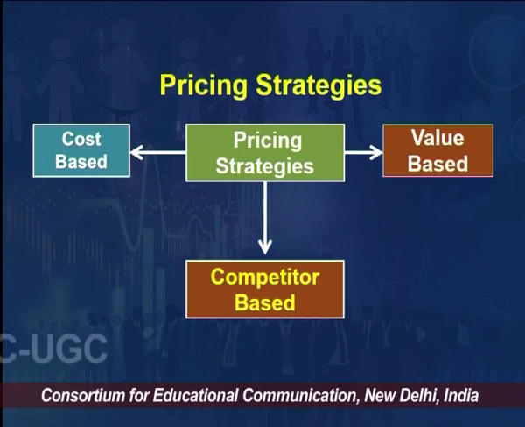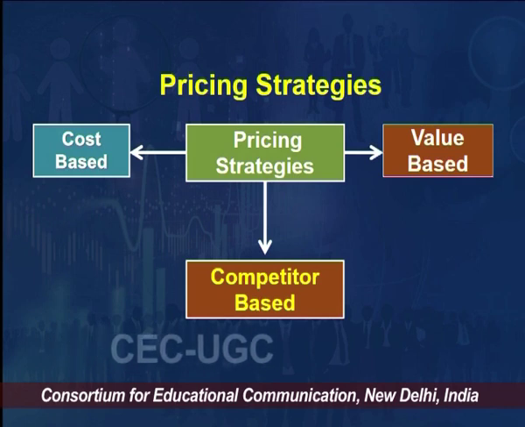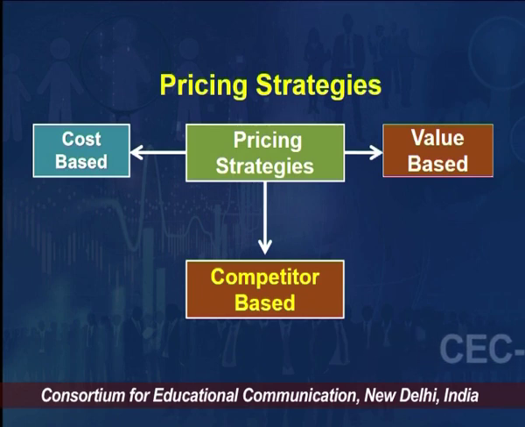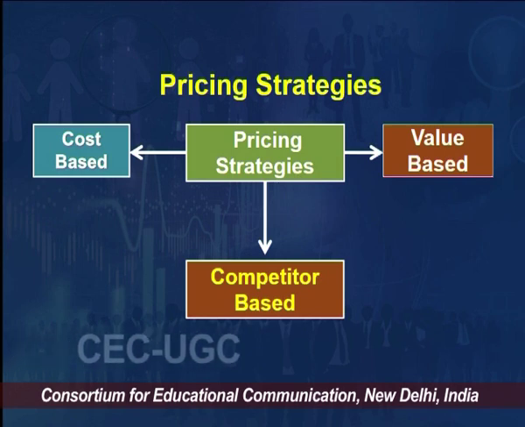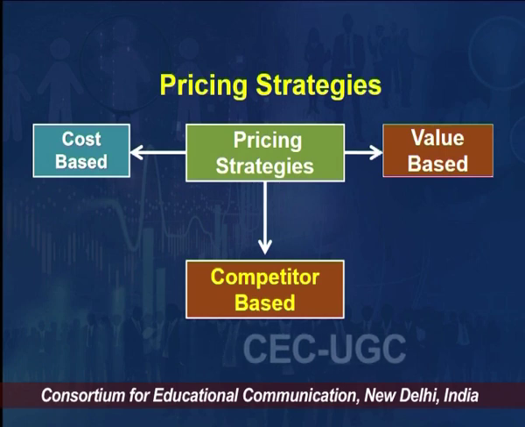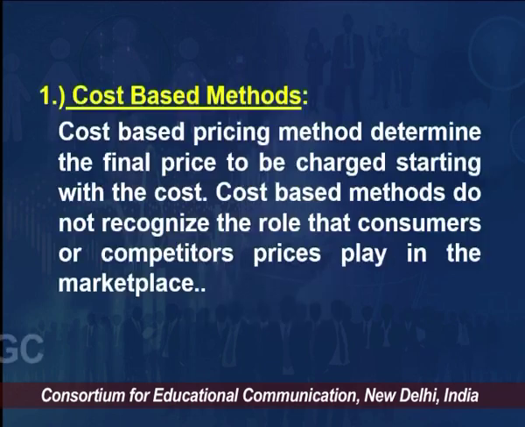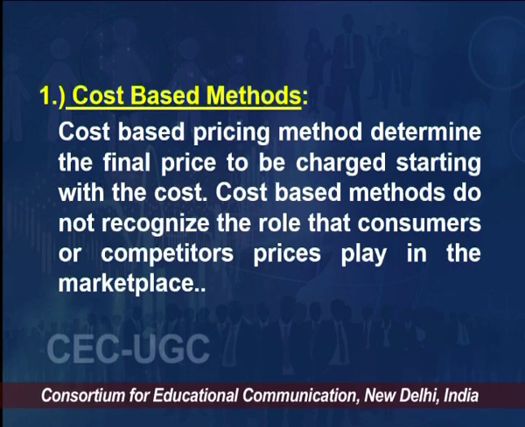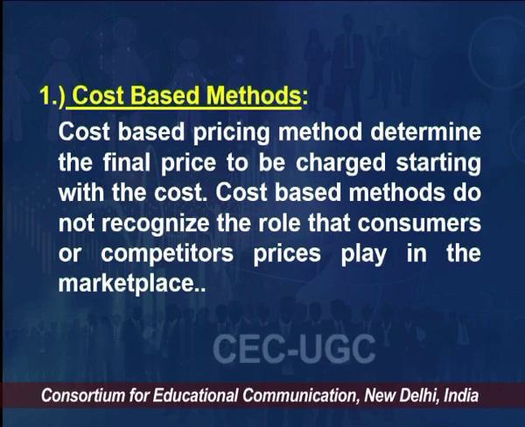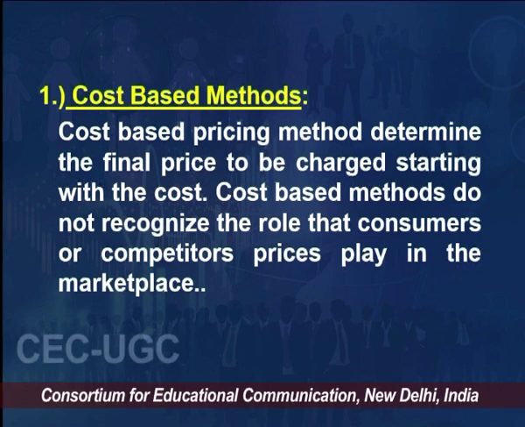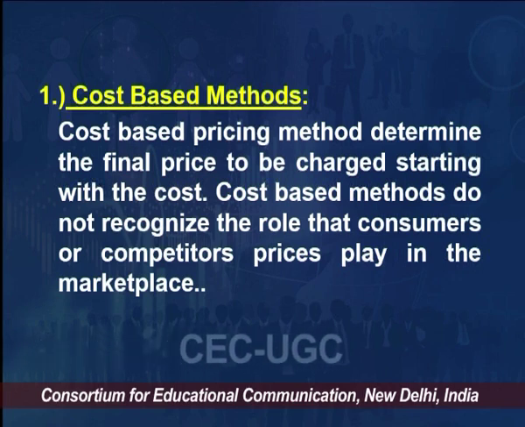Gone are the days when marketers used to say, I'll be following value based or cost based or competitor based pricing, I will select one of them. Now you have to become multi-tasking. You have to have a multi-fold pricing strategy wherein you incorporate all these bases. There can be cost based methods, where the cost is decided by calculating all the expenses and adding some profit to that. There can be a competitor based method, and there can be value based pricing.